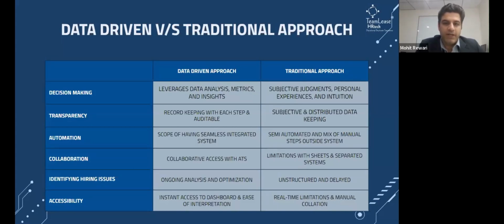So the traditional approach usually is subjective, and in that you can see that the decision making is often on a subjective judgment, personal experiences and intuition. It is highly relying on the recruiter's own assessment of the candidate, and it can contrast in different cases. On the other hand, in the data-driven approach, we leverage the data, we leverage the metrics, and we leverage the insights. We don't only go with the emphasis on biased decision making. These points are mostly self-explanatory. The transparency talks about whether a subjective and a distributed data is kept in record and is auditable.